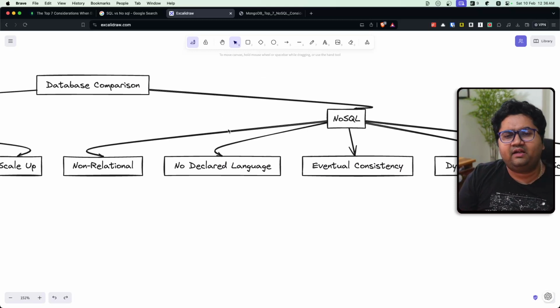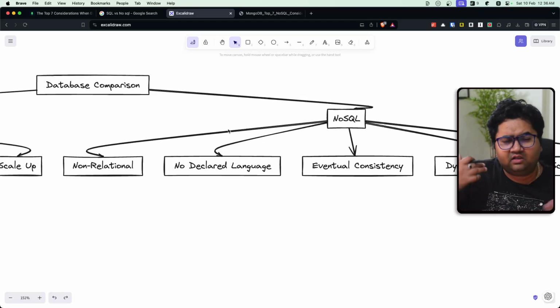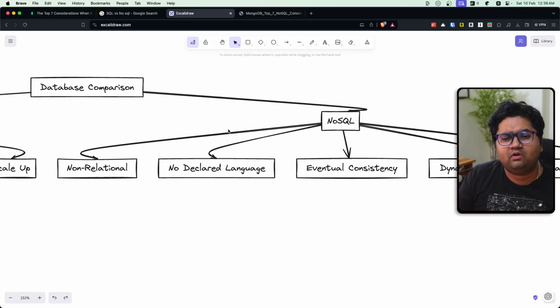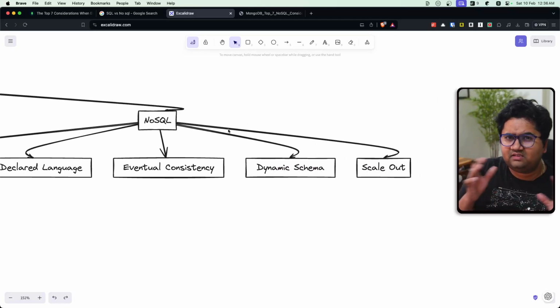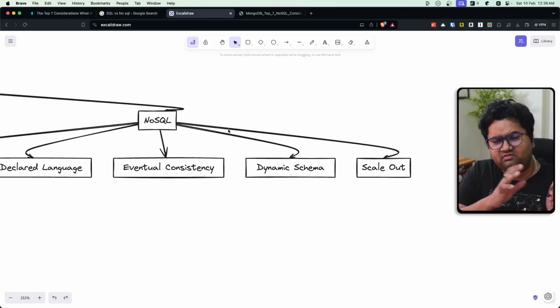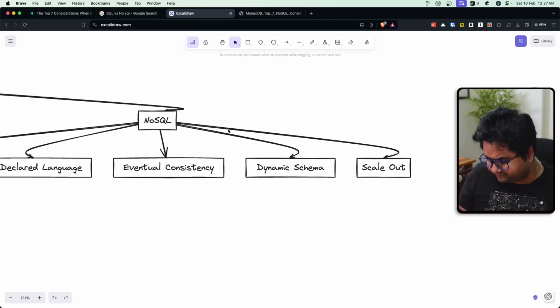When you look at NoSQL databases, they are very different. NoSQL databases, as it says, are completely non-relational. There is no declared language in terms of the structure of the data. Usually it's JSON most of the time. There is eventual consistency, and it's very different from traditional rows versus columns and ACID. The schema is really dynamic. It can be ever changing, and they scale out.